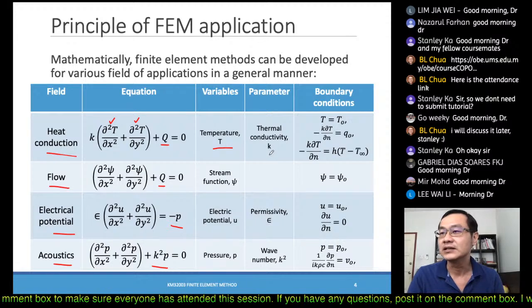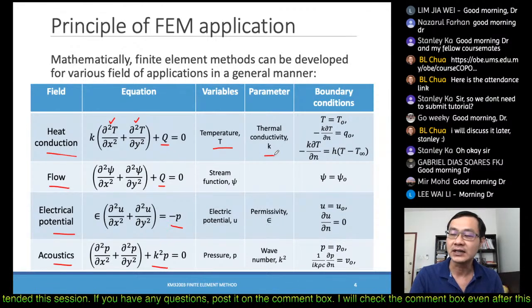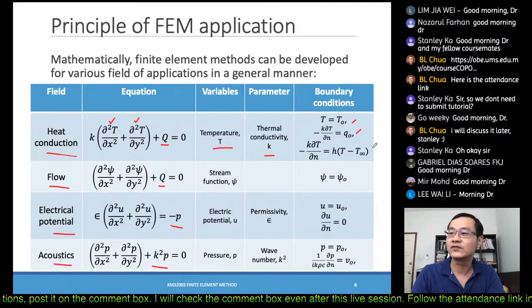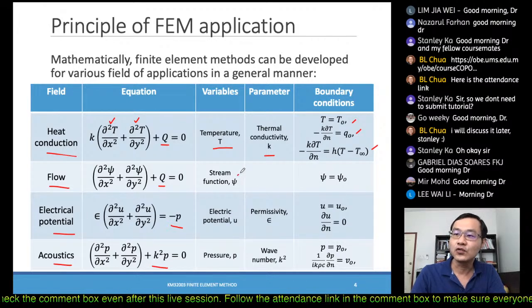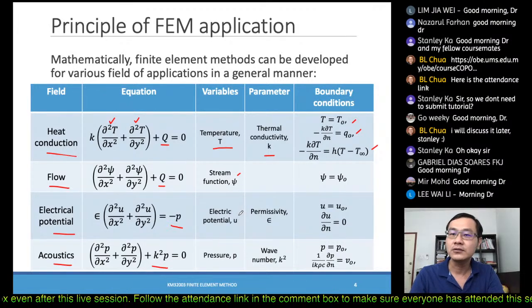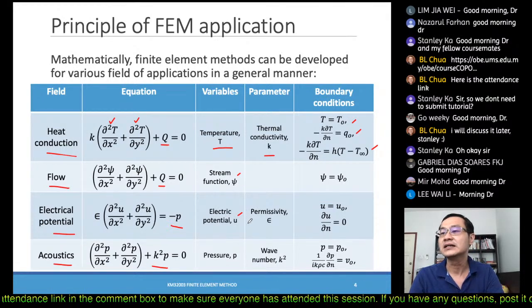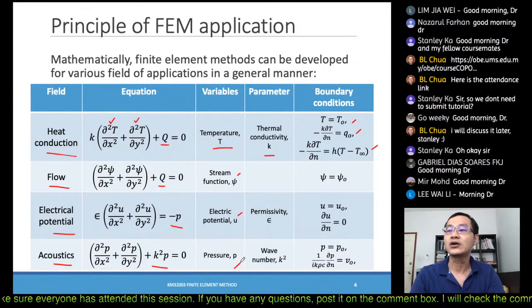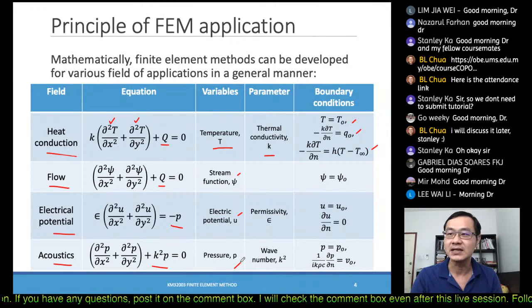Then the parameters that we need to input will be the thermal conductivity and other things, whereas we can also include several different boundary conditions. Similar to the flow, we have stream as a variable, electrical potential using U in our equations, and for the acoustic it will be the pressure. So the equations will be very similar.